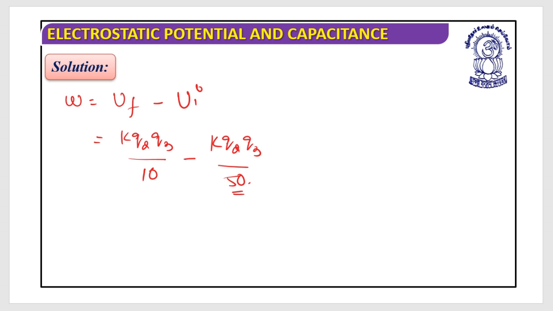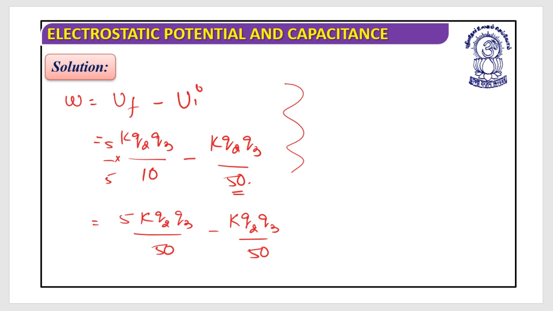Yes, can it be done, or shall I do this for you? Let me help. It's 5 K Q2 Q3 divided by 50, I have multiplied and divided this with 5, minus K multiplied by Q2 multiplied by Q3 divided by 50. So this would be 5 minus 1, it's 4. So this is equal to 4 multiplied by K multiplied by Q2 multiplied by Q3 divided by 50. That's it. This would be the answer. You need to match this with the options and find the value of X.